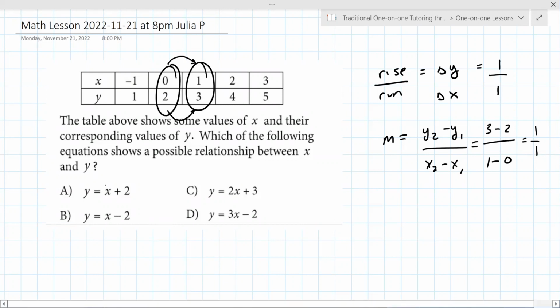A and B. So the other two are out. Now we've got to decide between a B value of 2 or minus 2. Is there any way to determine that from the table?